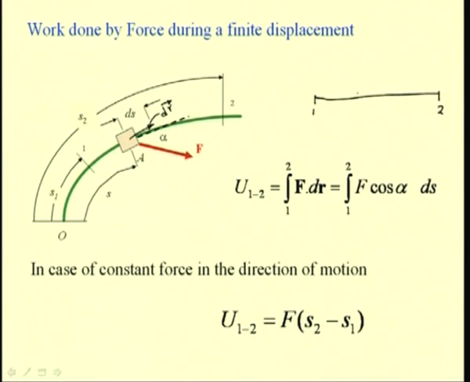and position 2, and we have a particle and a force, a constant force F is acting, and we have the incremental displacement delta r or dr whose magnitude is ds. So, we can now integrate it and it will be nothing but F times S2 minus S1, where the coordinates are defined from an origin.